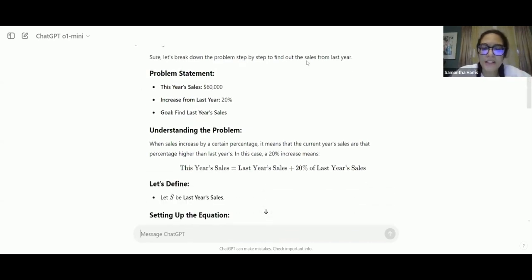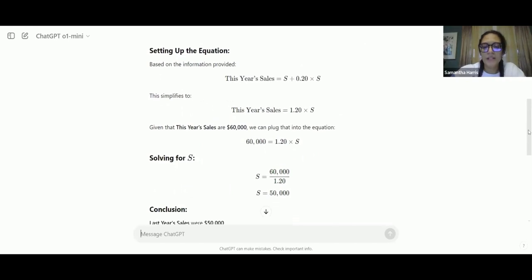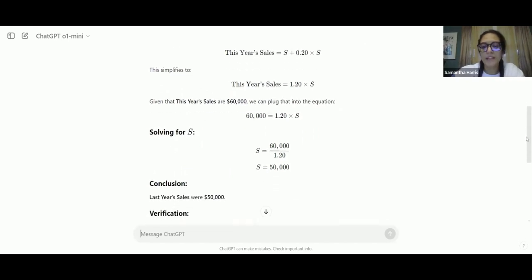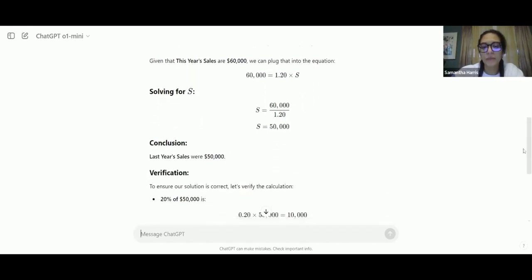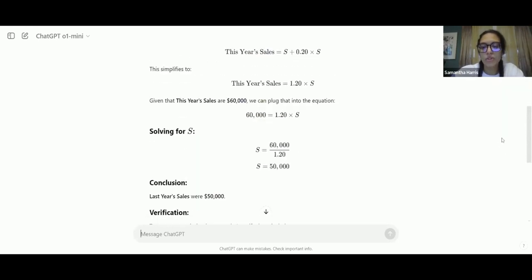ChatGPT says, sure, let's break down the problem step by step from last year. So it's broken down the elements of the problem. It's giving me a formula to figure out how to solve this problem. And now it's plugging in the various parts of the problem into the formula it's created for me, and then it does the math. So it shows how to do the problem.